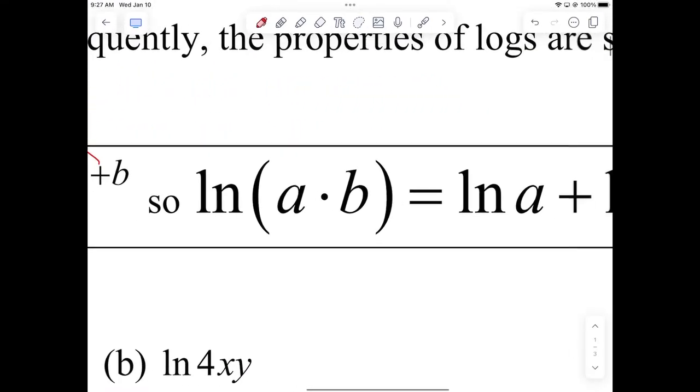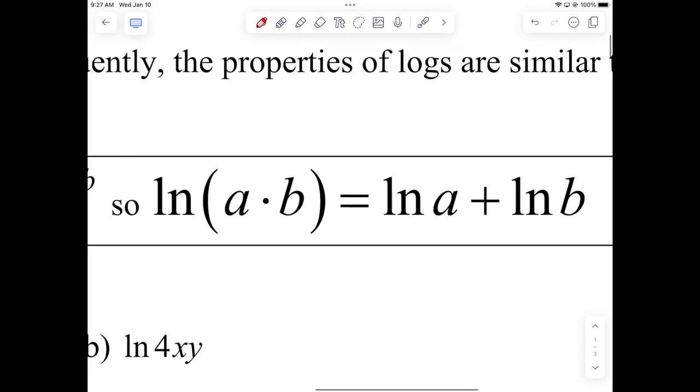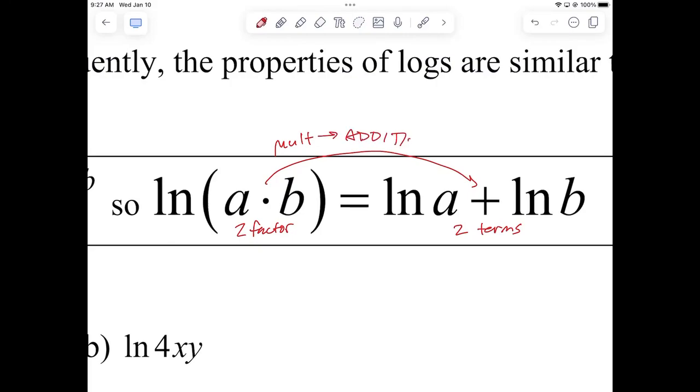Well, here are the properties of logs that I'm going to represent using base e. These properties work for any legal base, greater than 1 or between 0 and 1. But I'm going to choose base e for demonstrative purposes. So here it is. The natural log of A times B, two factors, becomes the natural log of A plus the natural log of B, two terms. And notice right here what happens? Multiplication turns into what? Addition.